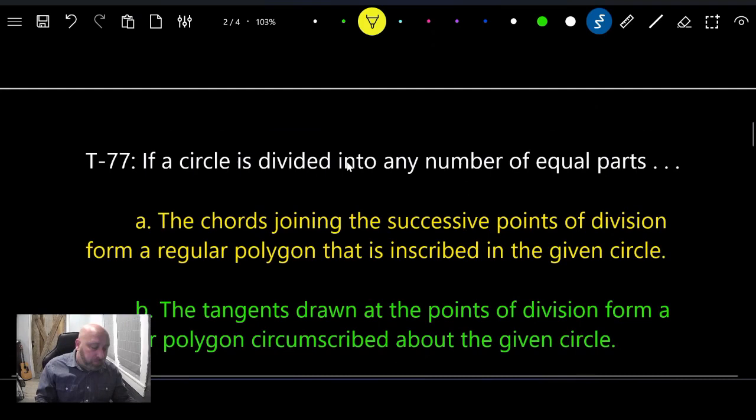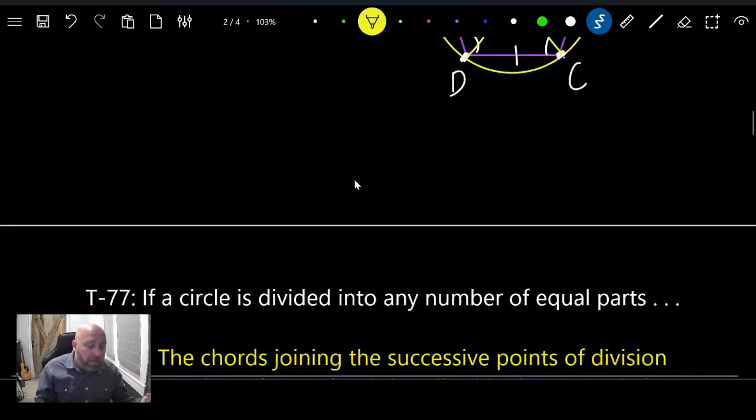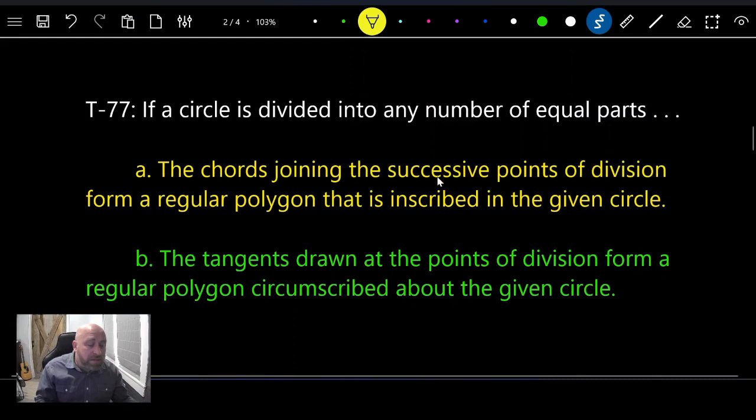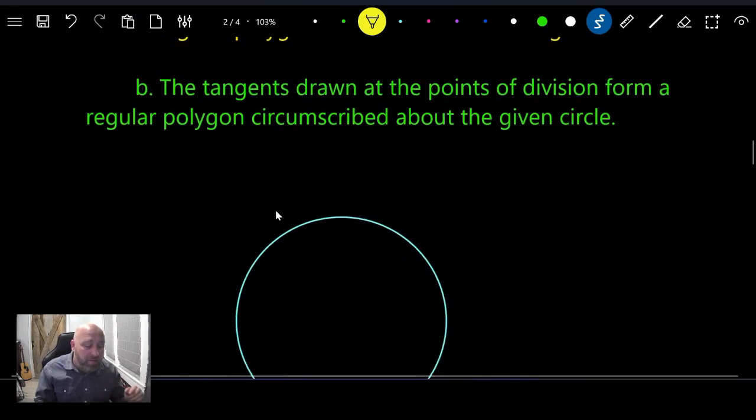All right. Theorem 76, this is on the bottom of page 260. If a circle is divided into any number of equal parts, there are some things that are true. And we kind of talked about it when we went over here. So if we take the circle and we divide it in equal parts, the chords joining the successive points of the division form a regular polygon that is inscribed in the given circle.